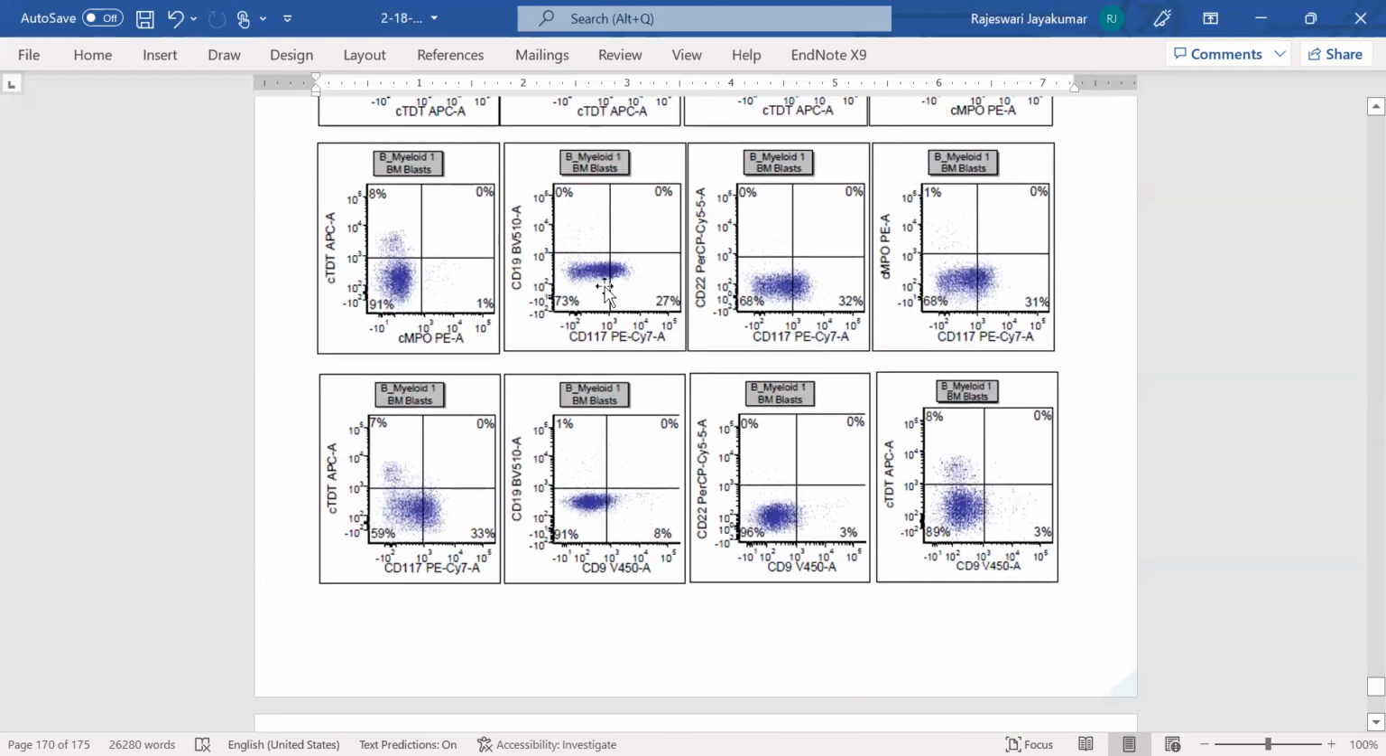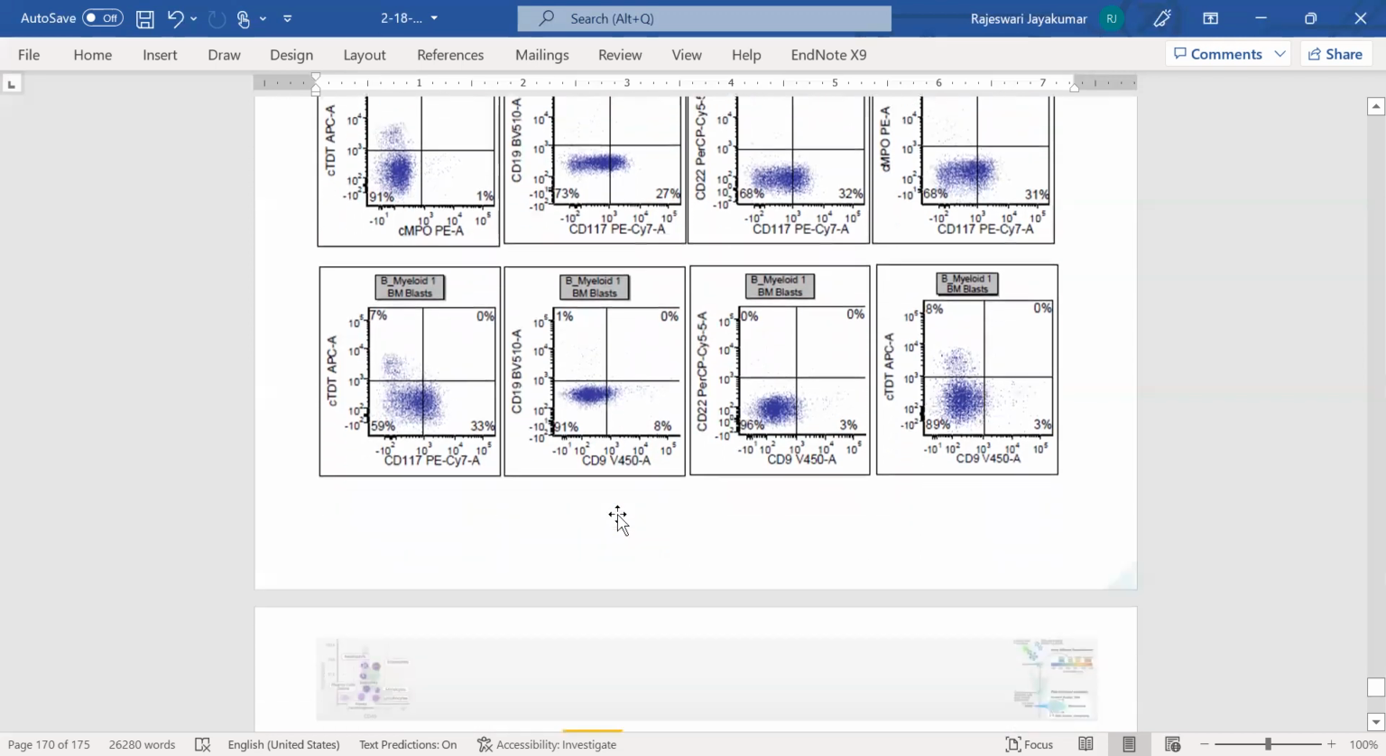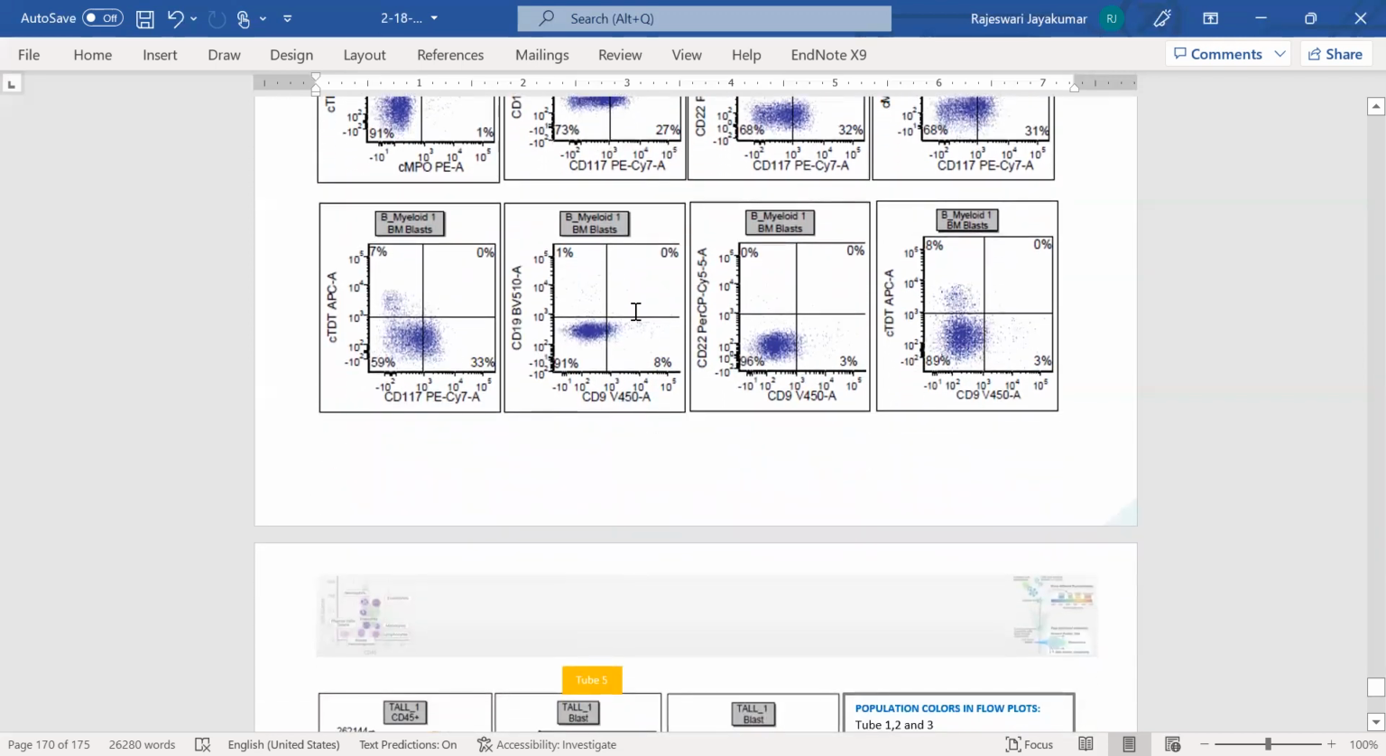And then again, we see there's partial CD117 expression in the blasts in these two plots and also in these plots, but these are negative for MPO. And CD9 is negative.